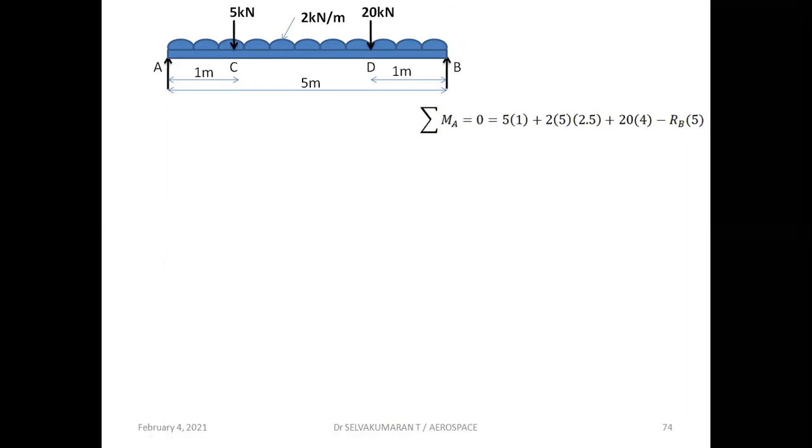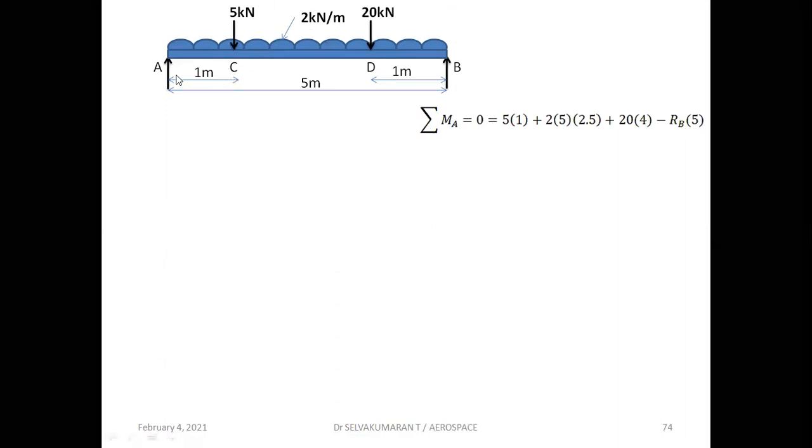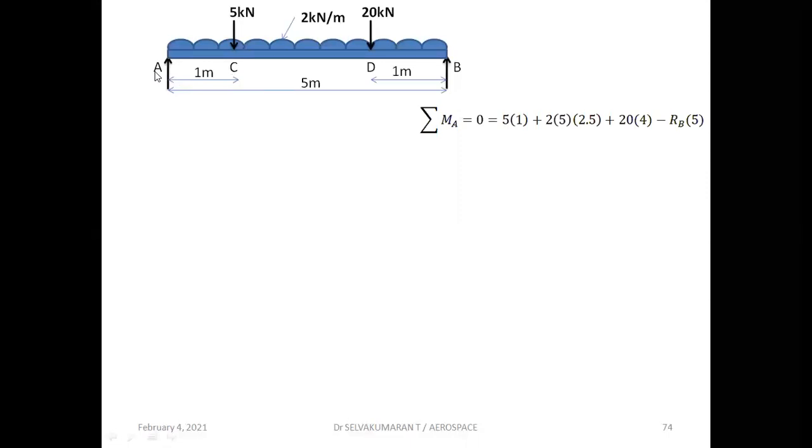Let us take a moment about A. 5 into 1, clockwise is positive, anti-clockwise negative. We have to remember the sign convention. Plus 20 into 4, and 2 into complete run length 5 into 2.5, where that point load is acting, 2.5, minus RB into 5, anti-clockwise negative. So RB is equal to 22 kilonewton.